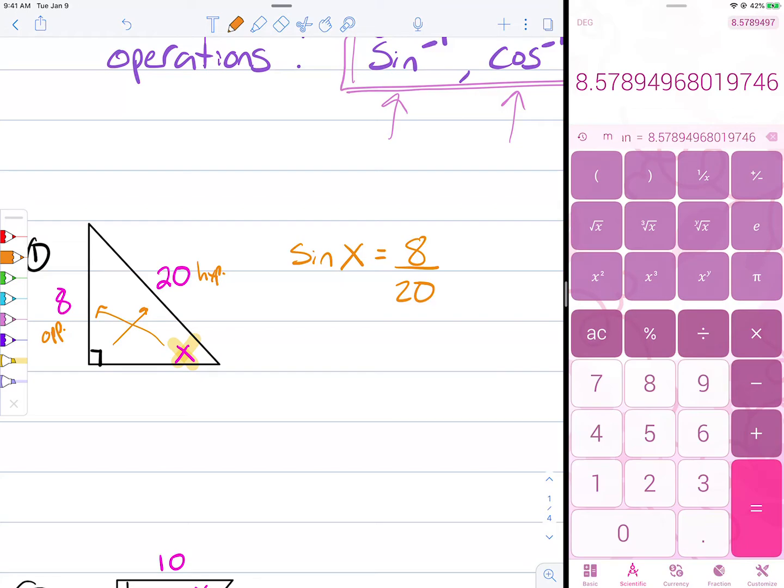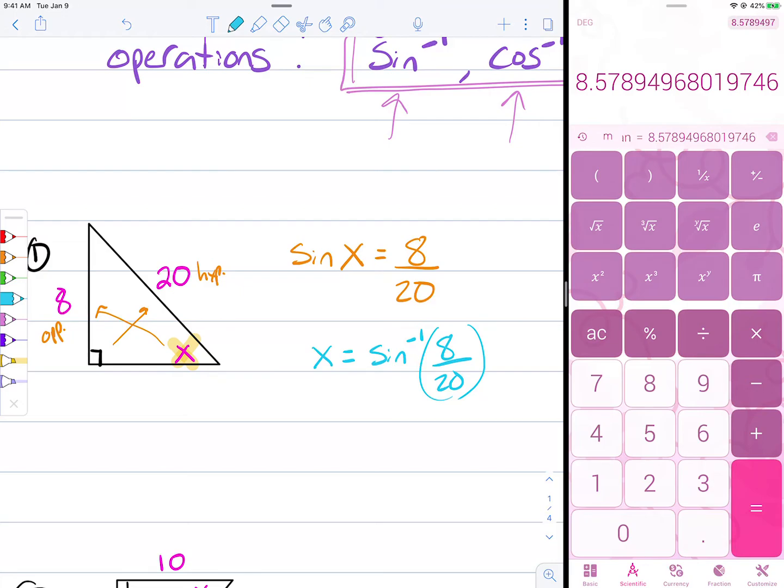So on this one, I'm given the entire trig ratio. I know it's 8 over 20. I'm trying to find the angle. So what you do to find x is you use the inverse sine of 8 over 20. Think about inverses like addition and subtraction, or multiplication and division. The arc sine, sine to the -1, is the inverse of sine.